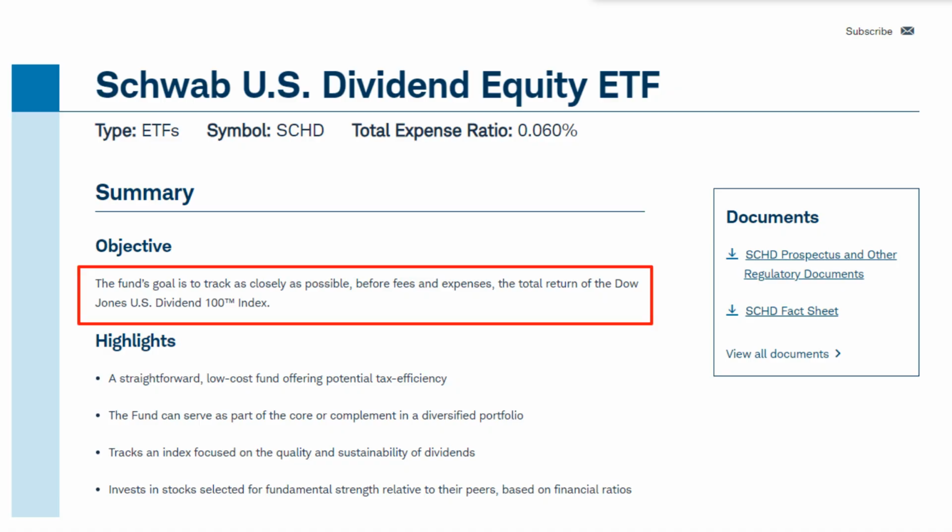What SCHD does is it follows the Dow Jones U.S. Dividend 100 index and tries to replicate it automatically as close as possible. We will talk about the index in a bit, but I just needed to get this out of the way for you guys. Okay, so what are the changes?